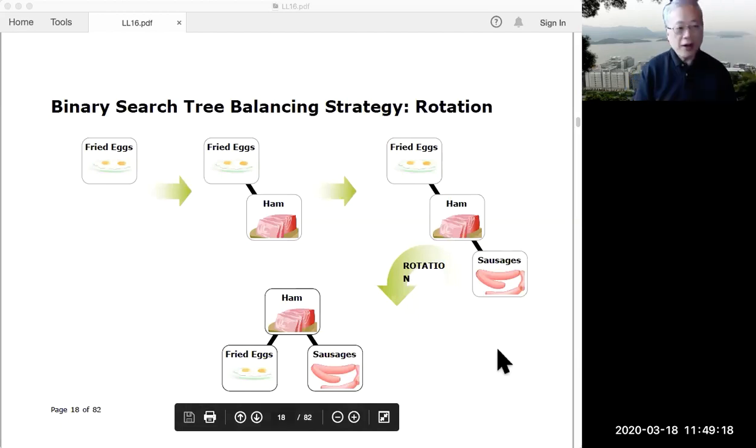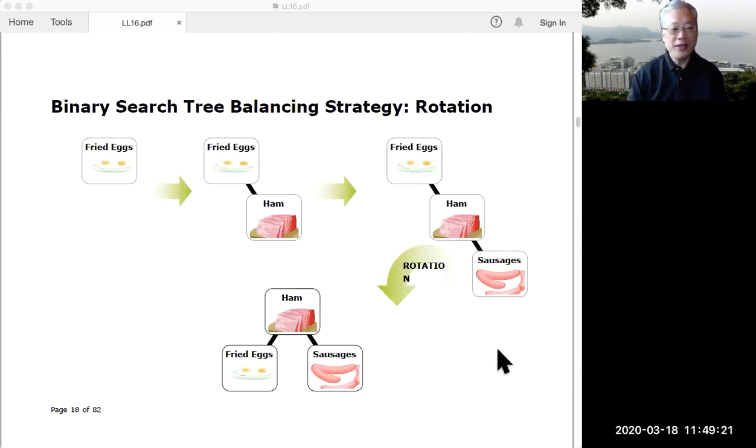Now, actually, the basic technique of keeping the tree balanced is rotation. Let me illustrate what we mean by rotation using a simple example. Suppose we insert nodes into the tree. This is the first node. We insert a node, fried eggs. That's the only one node in the tree. After that, we insert ham. So ham becomes the right child of fried eggs, right? You know why, because H is after F in the alphabet. And then we insert sausage.